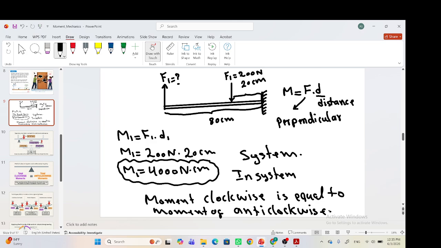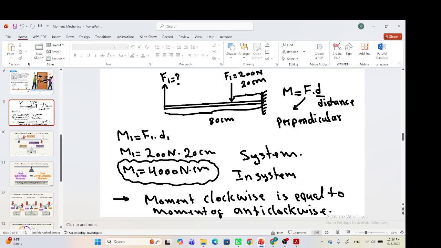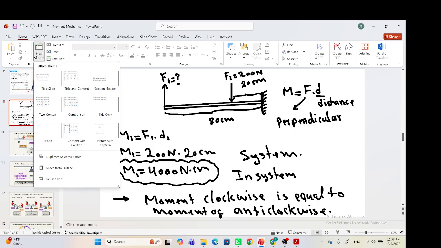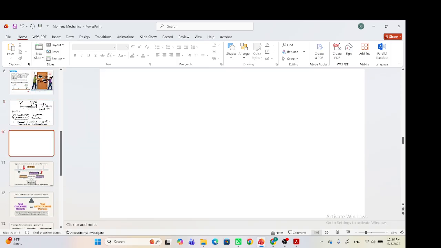I hope you understand the point that I have written here. If you can understand this point, please continue and explain this one. I have written that in a system we have two moments, or we might have more than two moments. In a system, the moment of the clockwise must be equal to the moment of the anti-clockwise. So what does it mean? If you can explain, you may open your mic and continue. If you cannot, let me explain it myself.